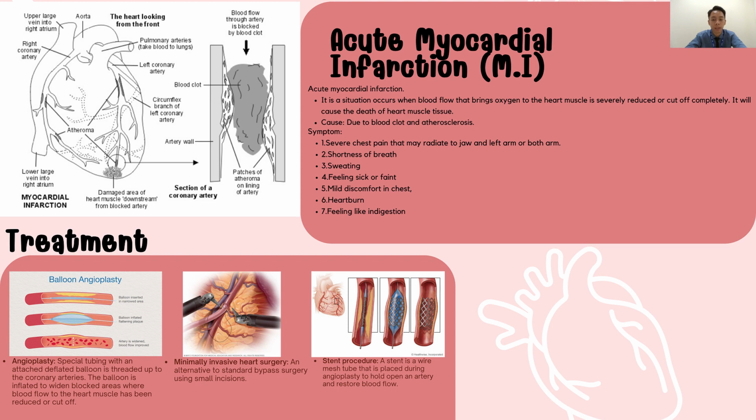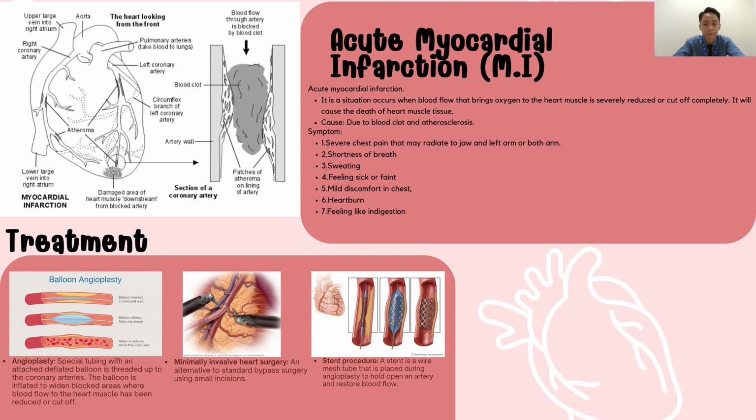There are seven symptoms here. The first one is severe chest pain that may radiate to the jaw and left arm or both arms. Second, shortness of breath. Third, sweating. Fourth, feeling sick or faint. Fifth, mild discomfort in the chest. Six, heartburn. And seven, feeling like indigestion.